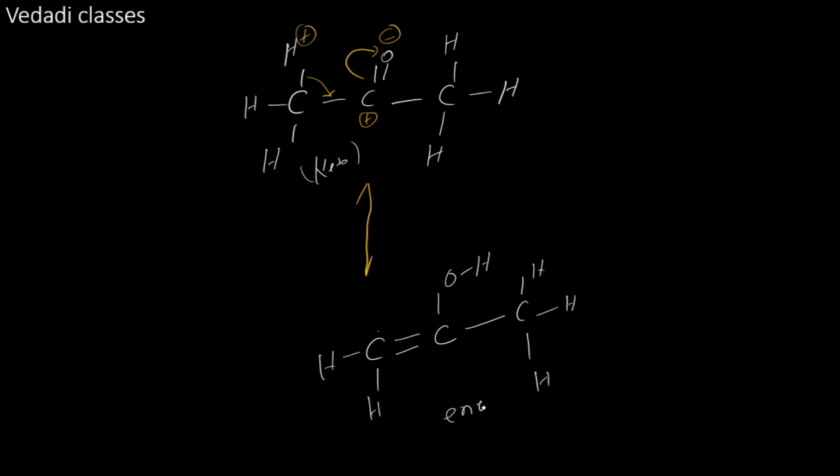Enol, double bond, OH, enol form. So this is about the tautomerism. There are some more we have, like nitro acid. I would like to give more examples of tautomerism. The first one was the keto-enol form.